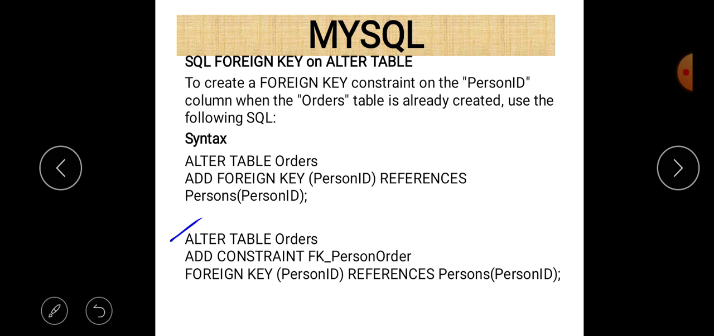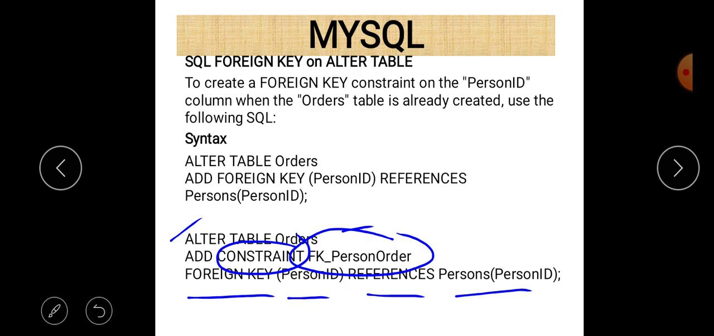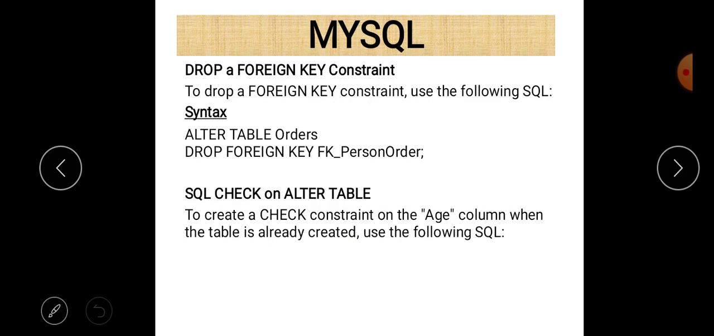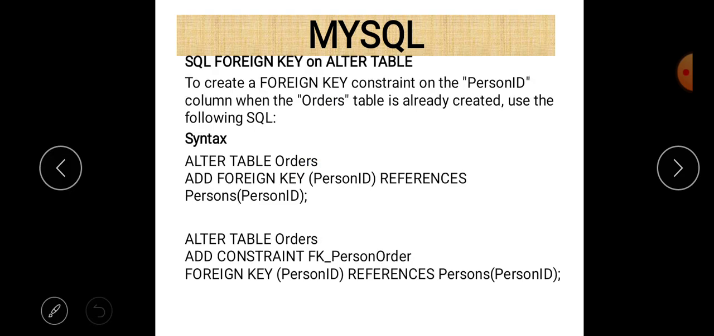We can also create a foreign key using the ALTER TABLE structure with this syntax. Here we just give the name of the constraint, and the name of the constraint is FK_PersonOrder, and then FOREIGN KEY is PersonID, and it REFERENCES Persons.PersonID. Now if you want to delete that foreign key, we use DROP FOREIGN KEY and the name of the foreign key. You can easily see that the name of the foreign key is FK_PersonOrder.